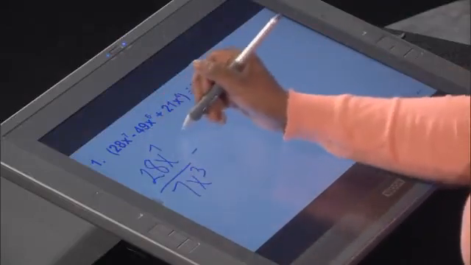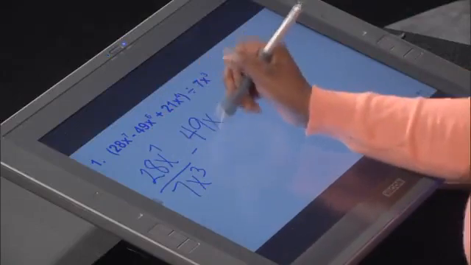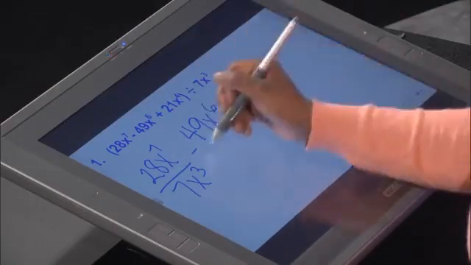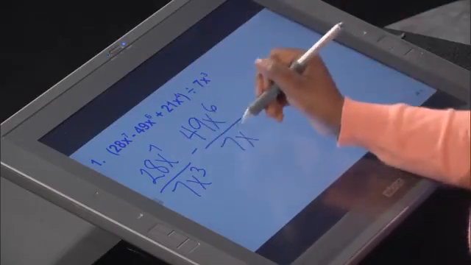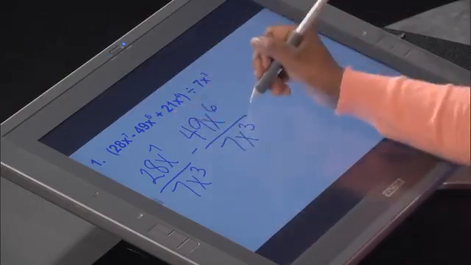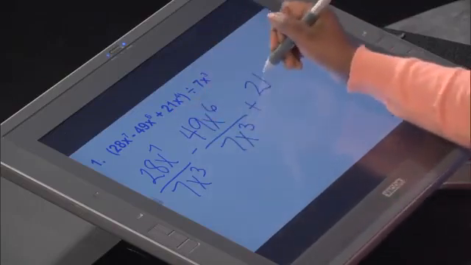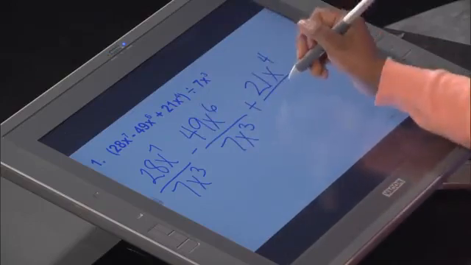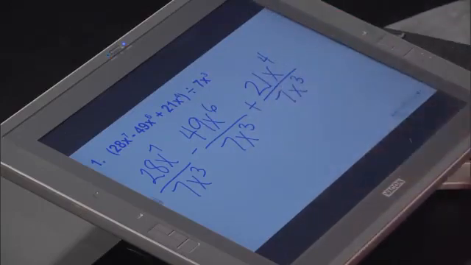minus 49x cubed, x to the 6th divided by 7x cubed plus 21x to the 4th divided by 7x cubed. Okay? So I've got it in my chunks. Now I'm just going to simplify.